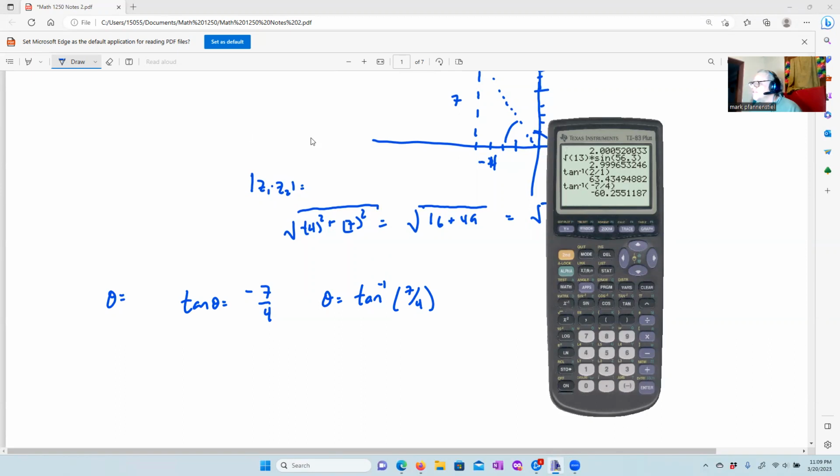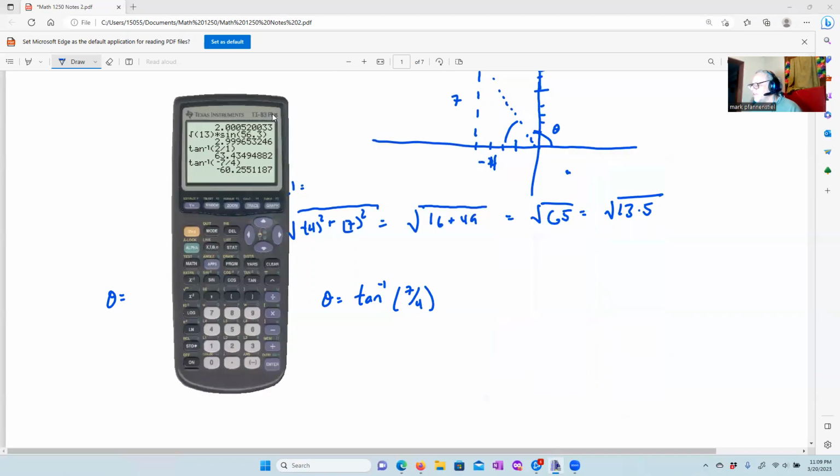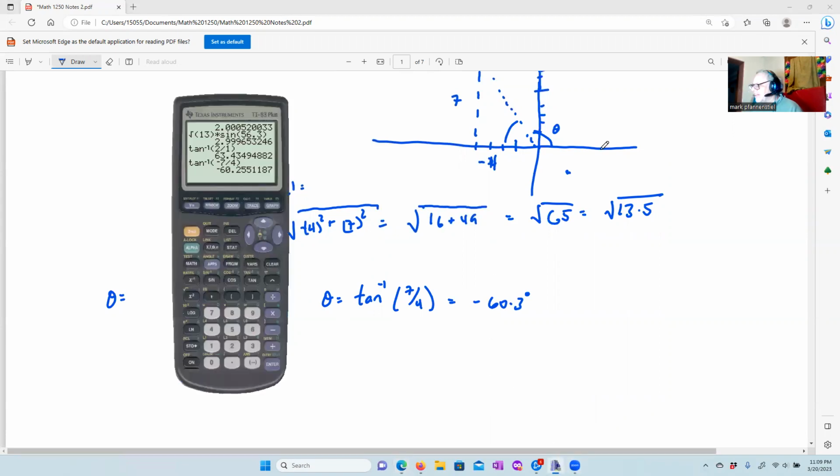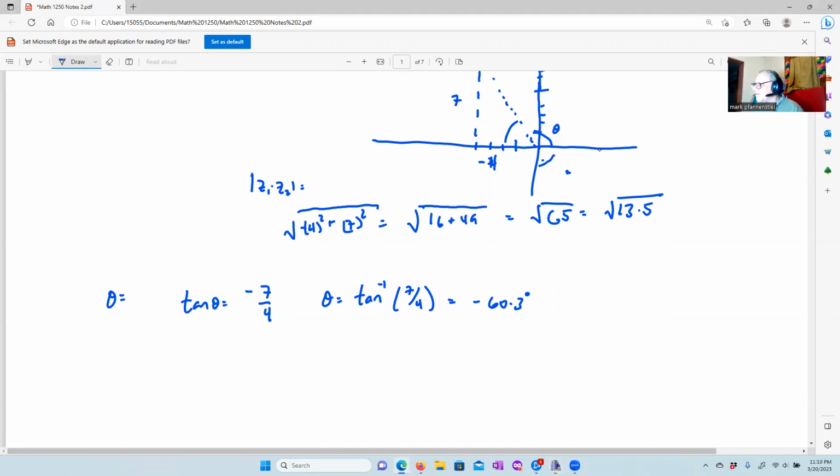We have negative 60.3 degrees, again to one decimal place. So we ended up with negative 60.3 degrees. All right, that's not really the angle we want, though. That's what arctan will tell us, but that's not the angle we want. That tells us this angle down here, this was negative 60.3 degrees. What I really want is this angle over there, but these are opposite angles.